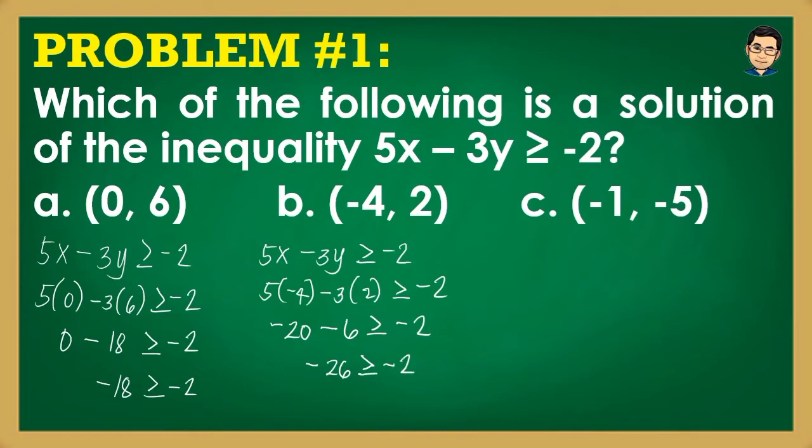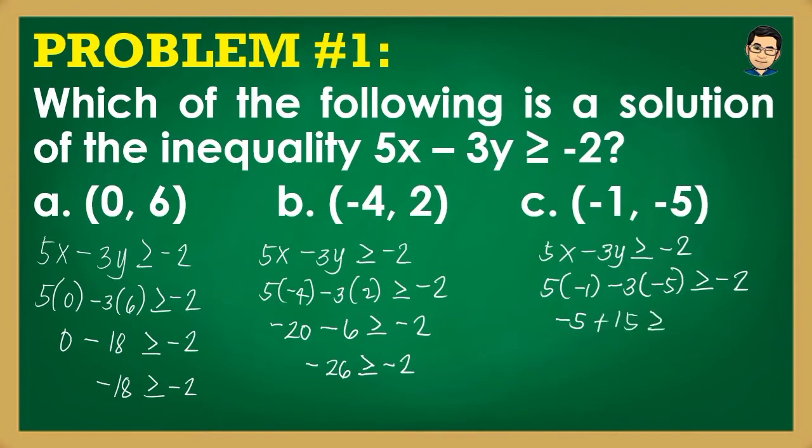And then lastly, using negative 1, negative 5, that is 5 times negative 1 minus 3 times negative 5 is greater than or equal to negative 2. 5 times negative 1 is negative 5. And then negative 3 times negative 5 is positive 15, is greater than or equal to negative 2. And then we add negative 5 plus 15. Since they have unlike signs, we have to subtract them and then follow the sign of the bigger value.